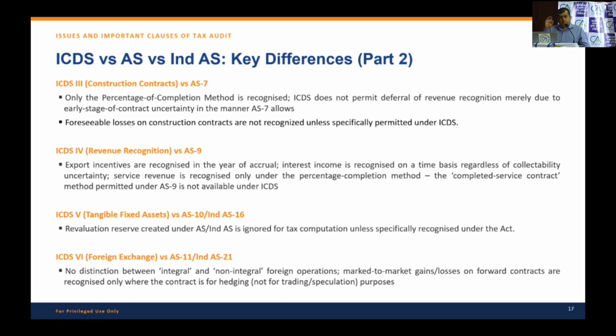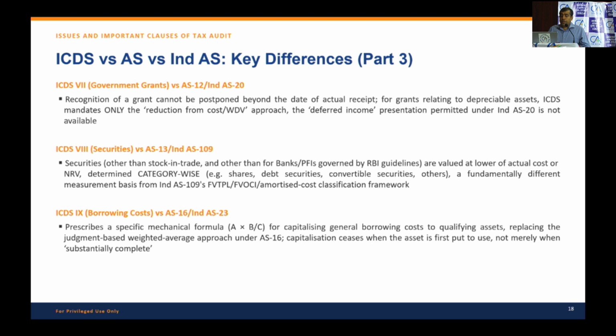Forex gain or loss is largely similar, not much different except for a minor difference as far as speculative transactions are concerned, but again not very critical as far as day-to-day operations are concerned. Government grant: one major difference is that under ICDS, any grants on capital assets have to be adjusted in WDV, whereas in books you have a possibility of treating that as deferred income. Therefore, there can be a difference when it comes to government grant between the AS and ICDS.